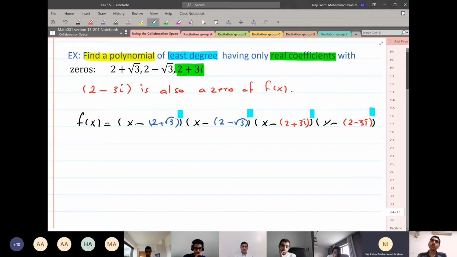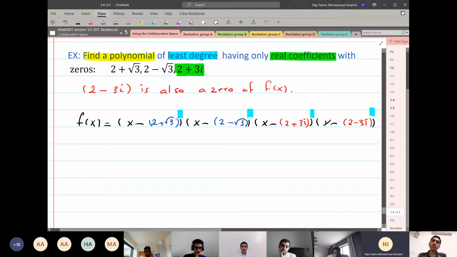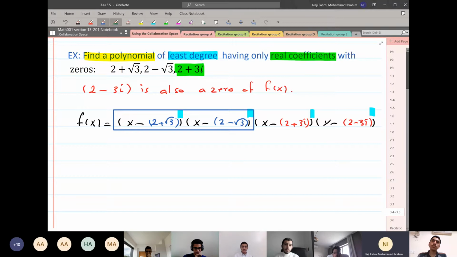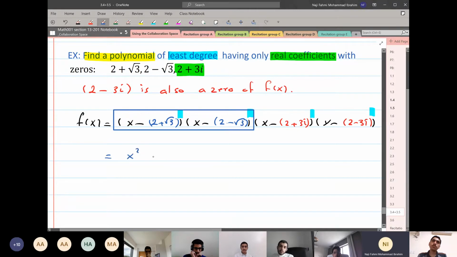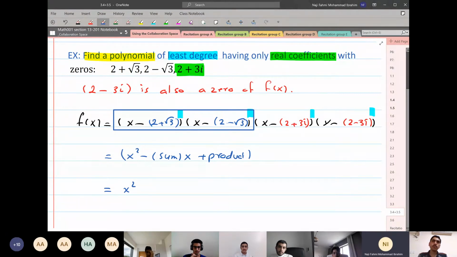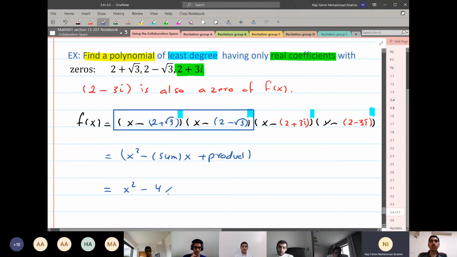Now, our mission is to simplify this. How can we multiply, Shabab? Pay attention now. This is a rule that we have taken earlier. There is a rule that we have taken for this. The rule, if you remember, I'm just going to write it here, says we have x squared minus the sum of zeros multiplied by x plus the product of zeros. This is the rule. If I apply it now, who can tell us what's the sum of the real zeros, which are 2 plus root 3 and 2 minus root 3? If we add them, what's the answer? 4. So this is x squared minus 4x.